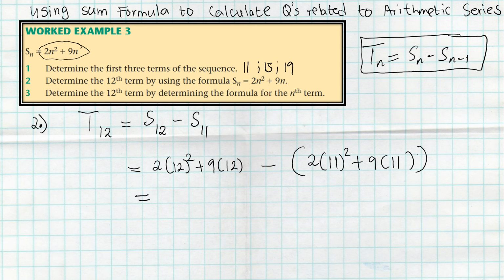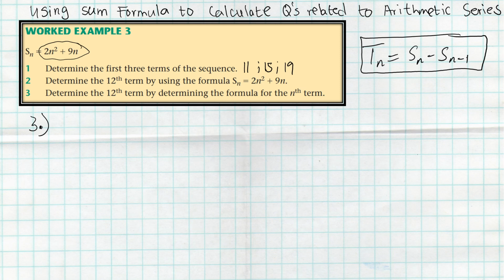So it's 2 into 12 squared plus 9 into 12. That gives me 396 minus 2 into 11 squared plus 9 into 11. That one is giving me 341. So 396 minus 341 is giving me 55. So term number 12 is 55.